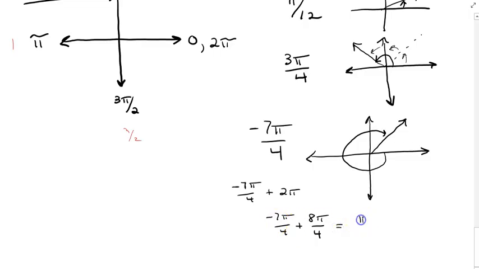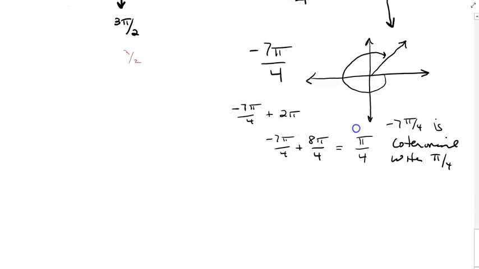So that gives me pi over 4. In other words, negative 7 pi over 4, remember, they are not the same angle, but negative 7 pi over 4 is coterminal with pi over 4. So that means it ends in the same location. They share a terminal side. The arrow tells you the rotation to get there. So there's our 7 pi over 4.